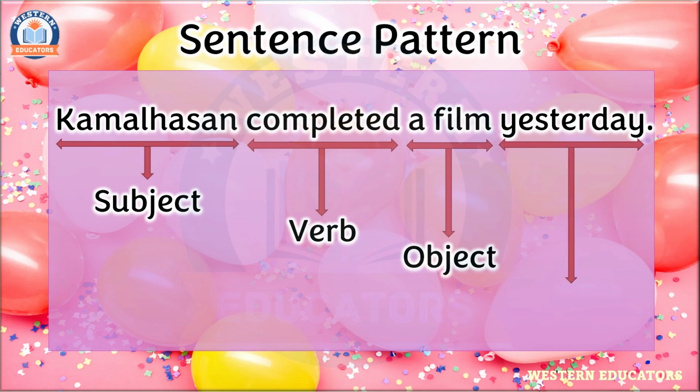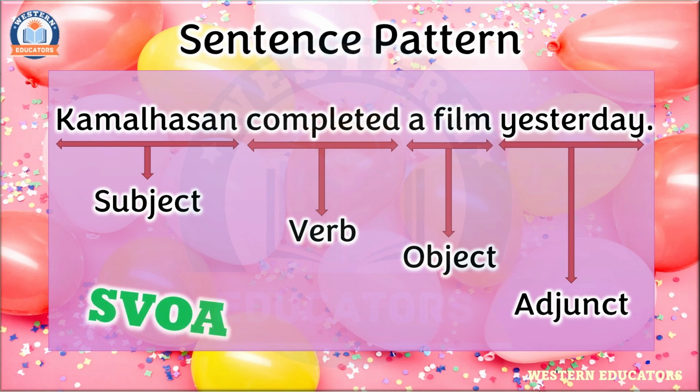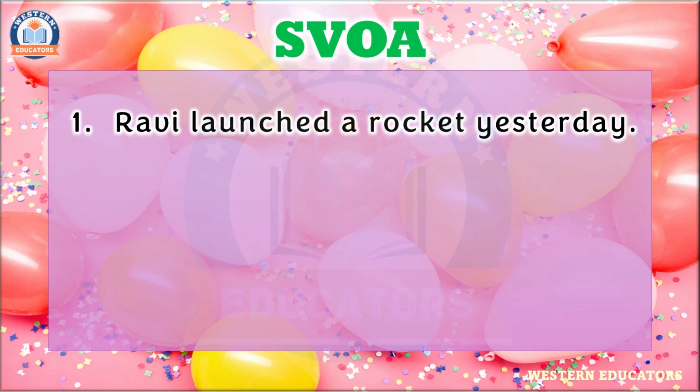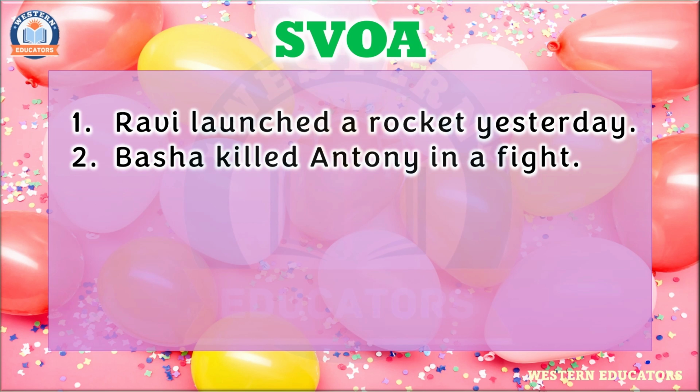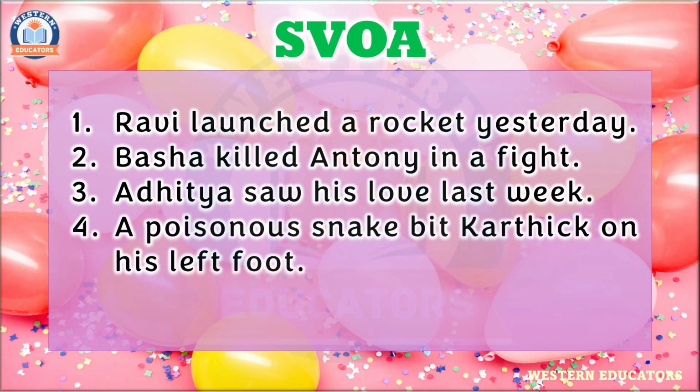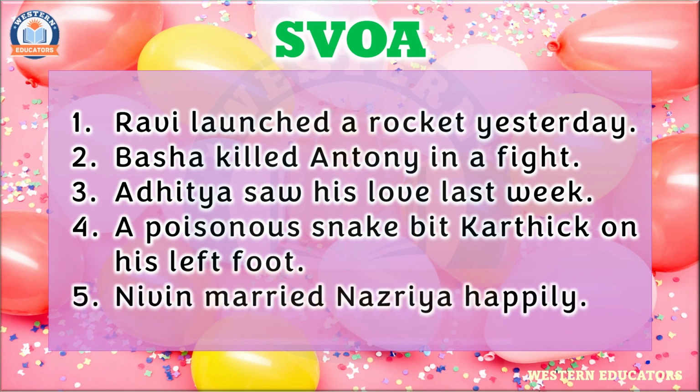So this pattern is called SVOA. And we have some examples for the sentence: Ravi launched a rocket yesterday. Basha killed Anthony in a fight. Where did he kill? In a fight. Aditya saw his love. When? Last week. A poisonous snake bit Karthik. Where? On his left foot. Nivin married Nazriya. How? Happily. So all those extra information will become the adjunct of the sentence, so that it is the SVOA pattern.